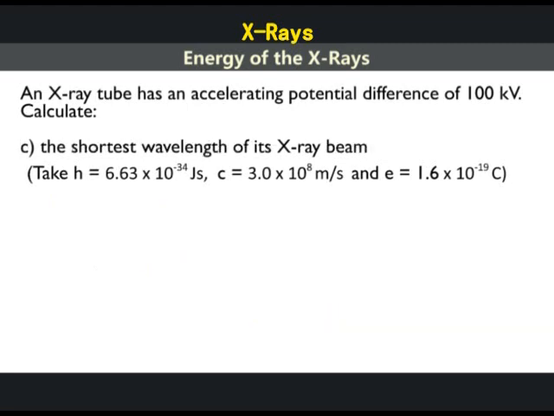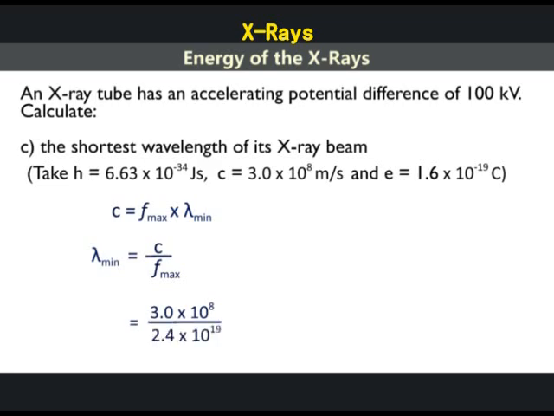And finally C, the shortest wavelength, lambda minimum. This occurs at f maximum. We know that c is equal to f lambda, and so in this case, c will be equal to f maximum times lambda minimum, meaning that lambda minimum is equal to c over f maximum. That is 3 times 10 to power 8 meters per second divided by 2.4 times 10 to power 19 hertz, and that gives us 1.25 times 10 to power negative 11 meters.